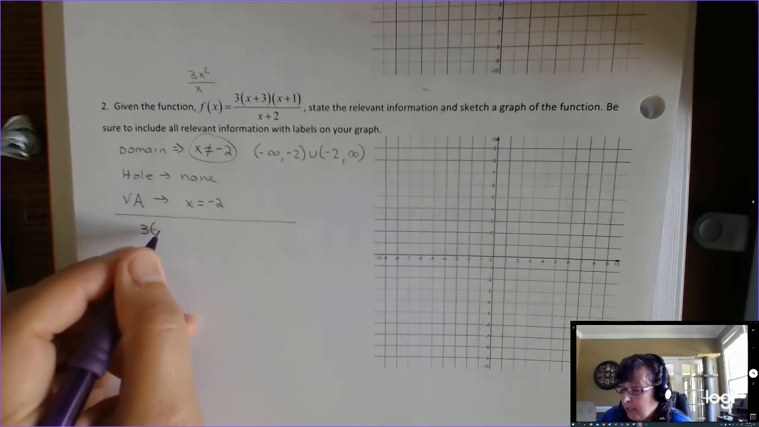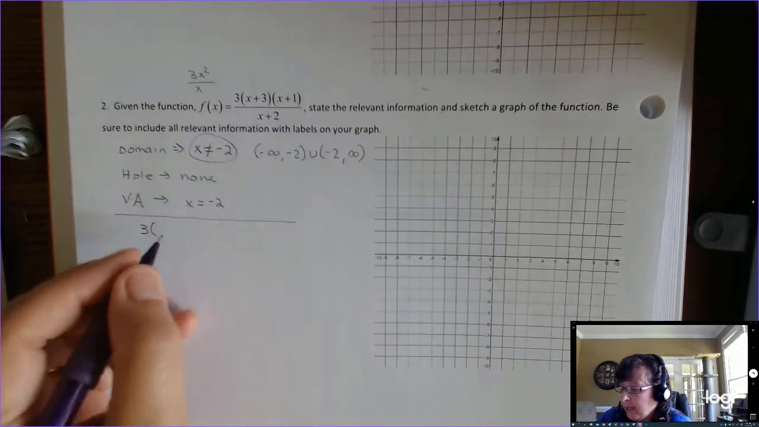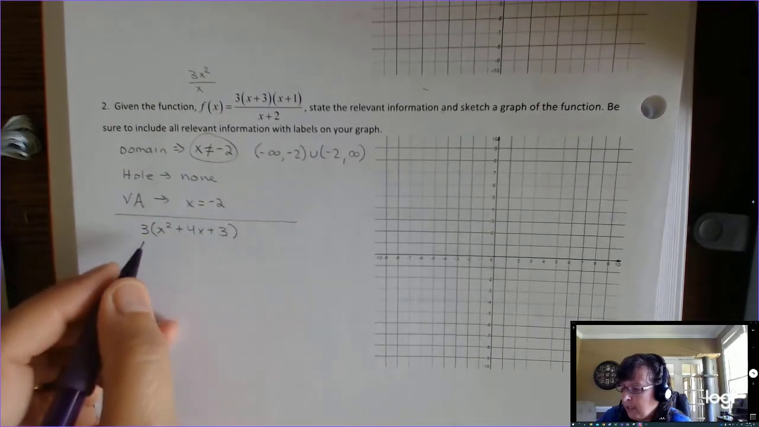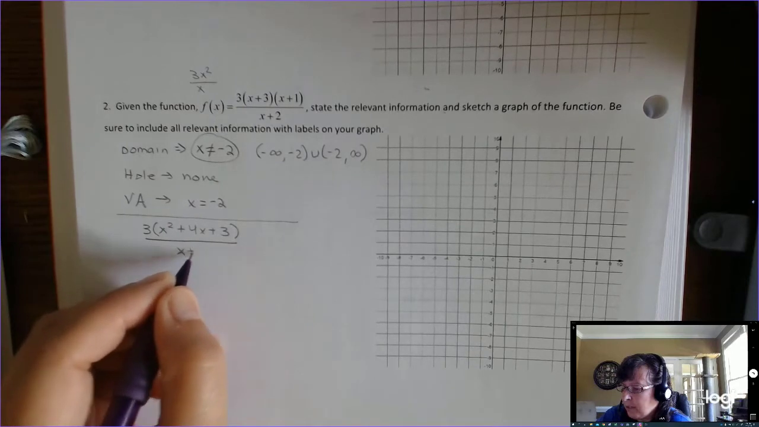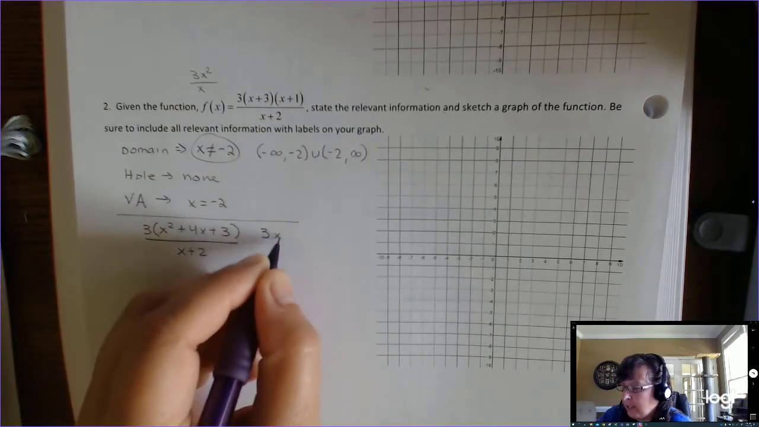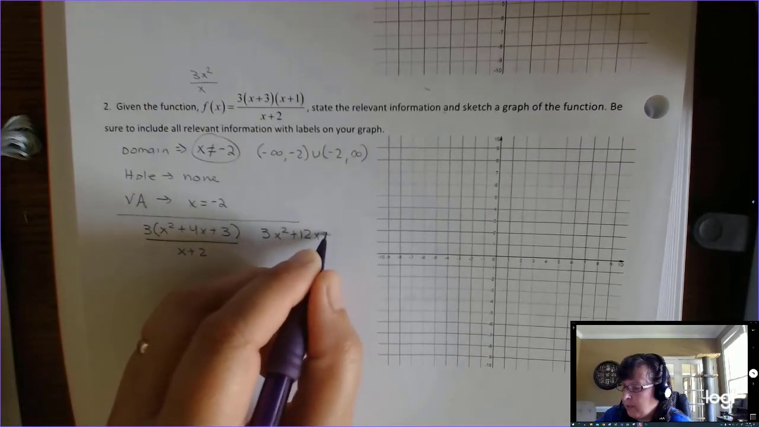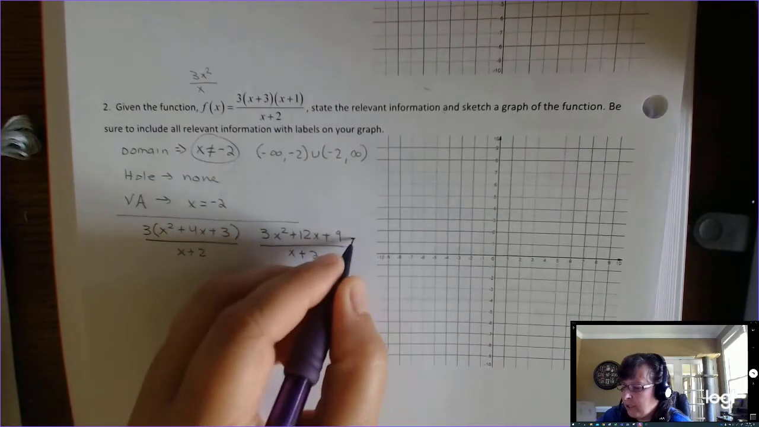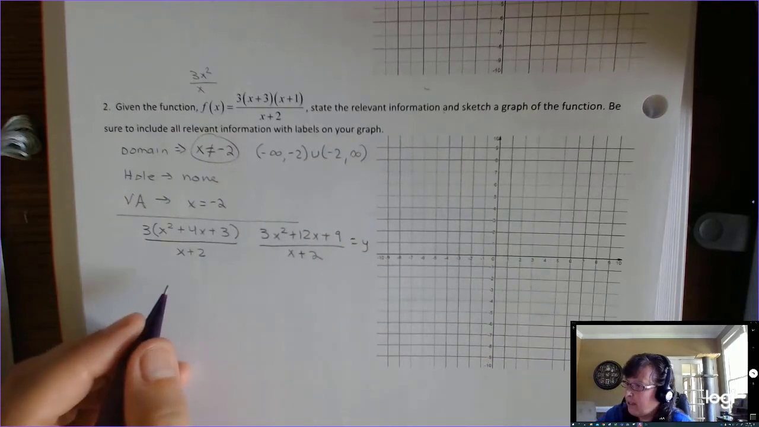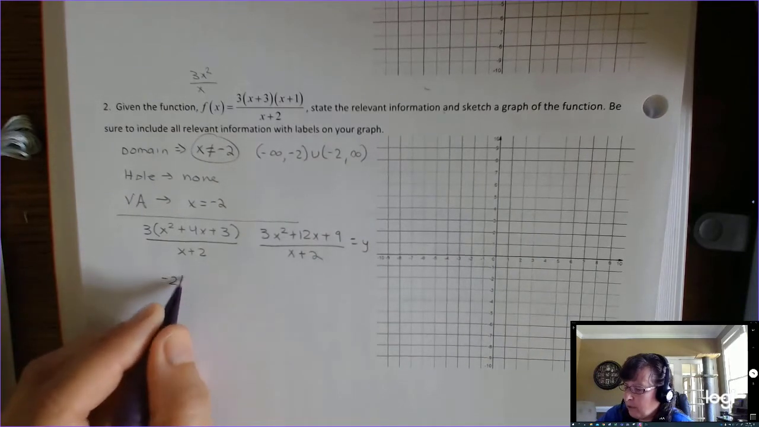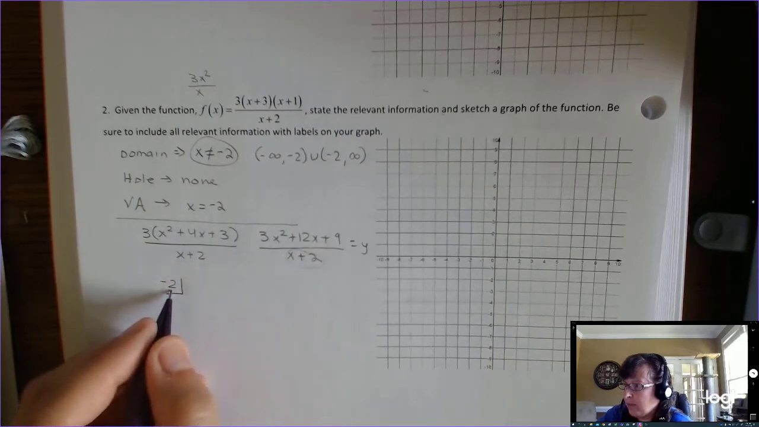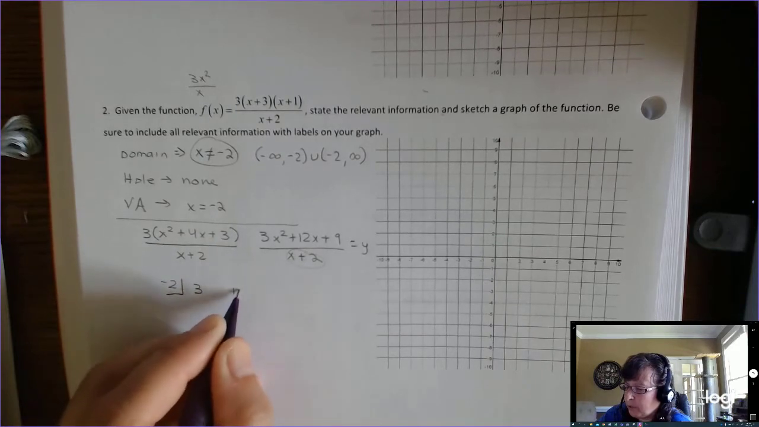So 3 times, if we multiply that out, that's x squared plus 4x plus 3 over x plus 2, which is 3x squared plus 12x plus 9 over x plus 2. So that's what your function is. So to find the slant asymptote, you're going to have to divide. I'm going to use synthetic division. So I'm dividing by x plus 2, but my little algorithm tells me put the 0 in there and then put the numbers 3, 12, and 9 in there.